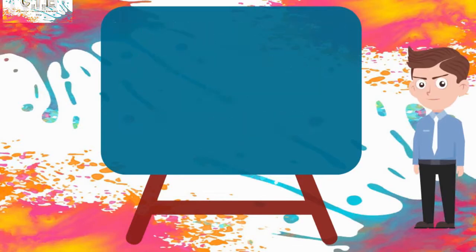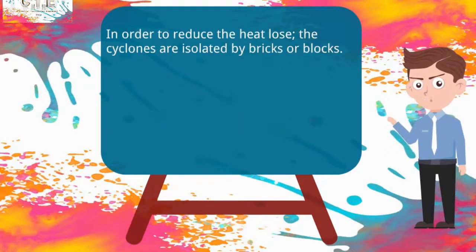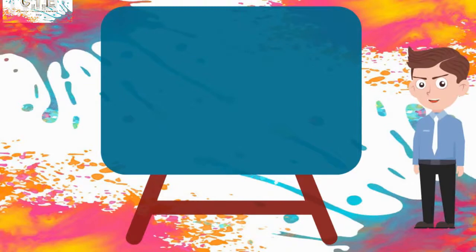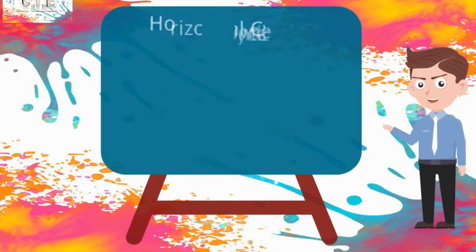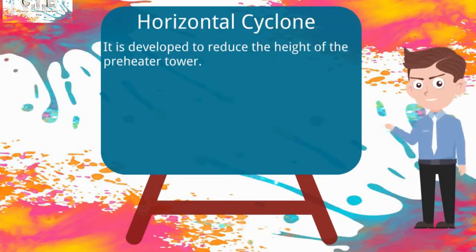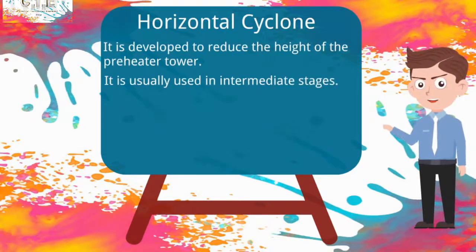In order to reduce the heat loss by radiation, for example, the cyclones are insulated by bricks or blocks. And we have a special design for cyclones called the horizontal cyclone. It's developed to reduce the height of the preheater tower, and it's usually used in intermediate stages.